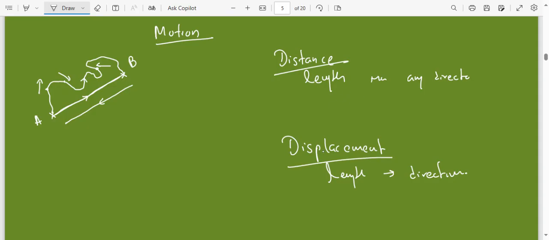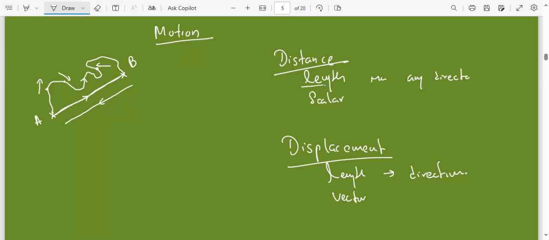The only difference is that for distance we don't consider any direction involvement, but in displacement, direction involvement is important, right? Therefore, since there is no direction in distance, we can identify distance as a scalar quantity, and displacement as a vector quantity, right? And both of them we can calculate.